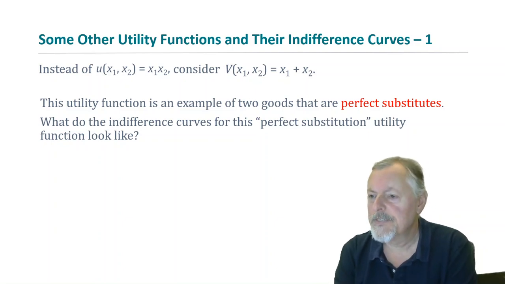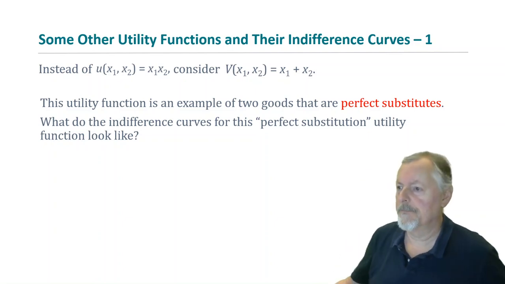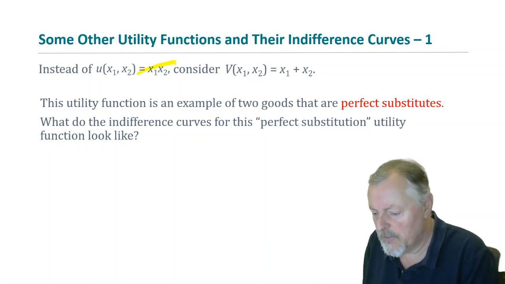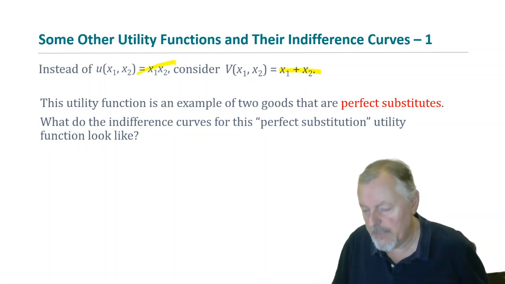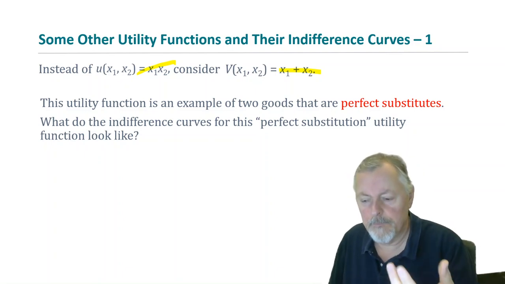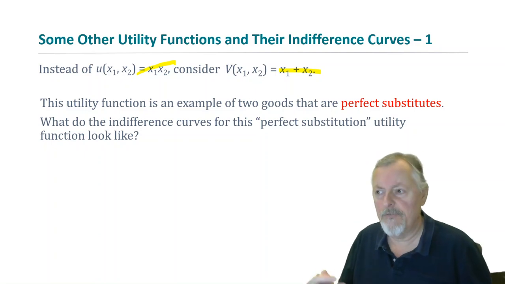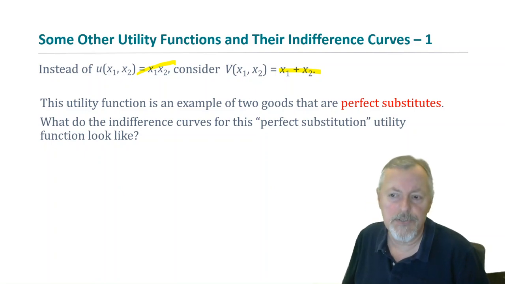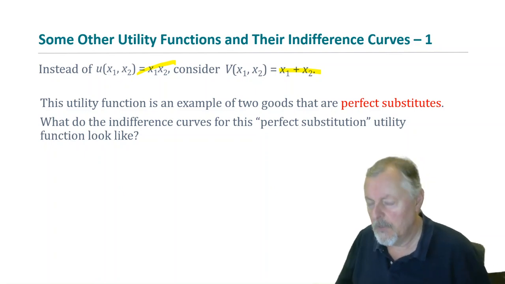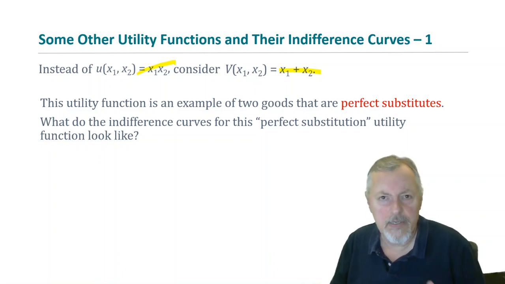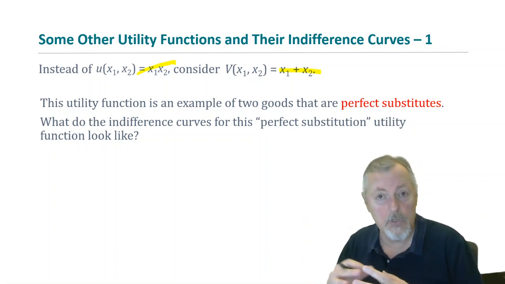Okay, some common utility functions. This is the one we were looking at before. Now let's look at this one, where utility is simply the number of x1s you have plus the number of x2s. This is a very simple example of a utility function that are perfect substitutes. You can have A or you can have B, and you don't really care which, you only care about the total of them.